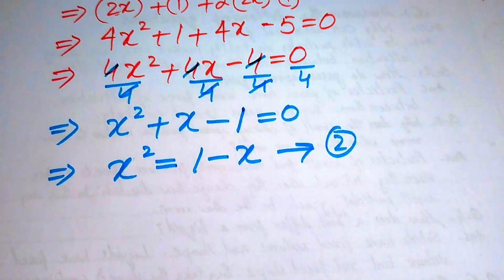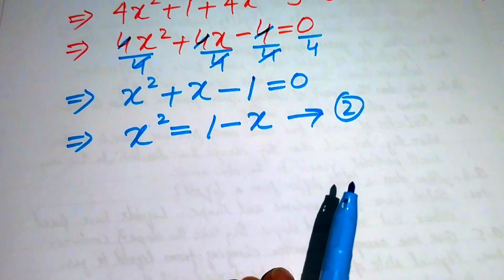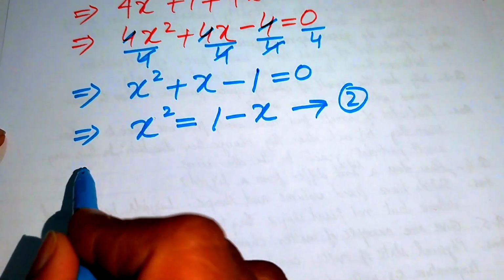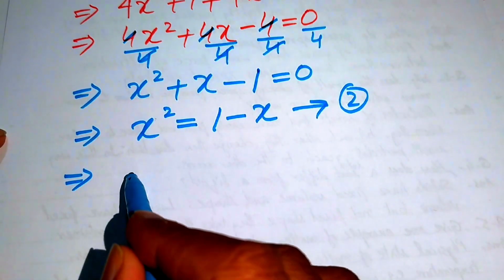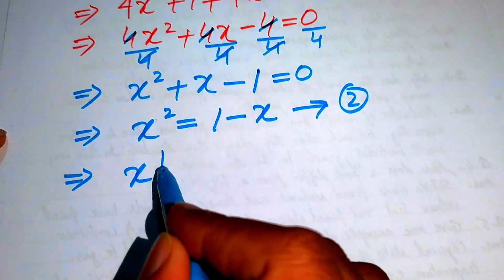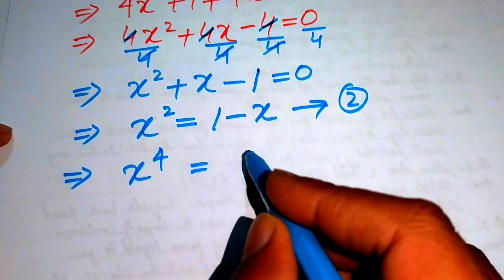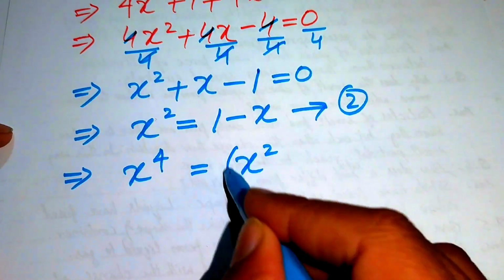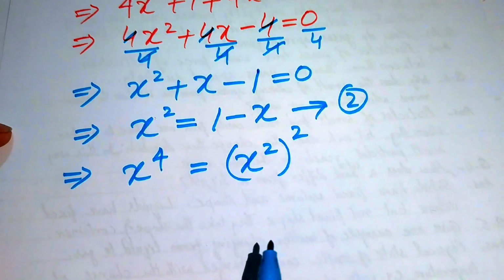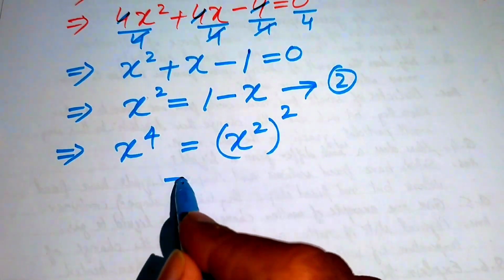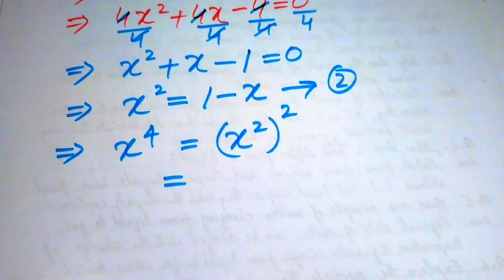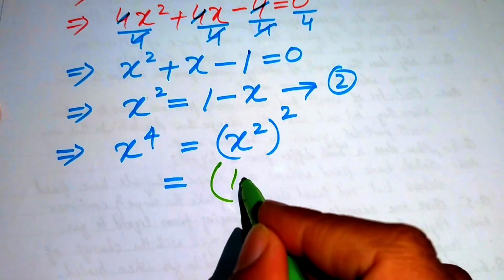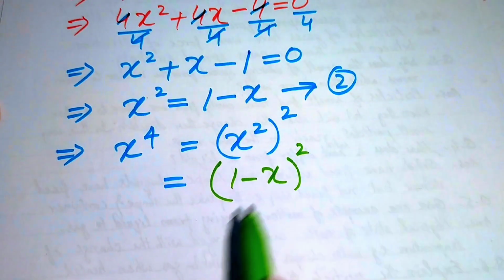Now we move towards finding the value of x to the power of n. Here we have x square, and now we find the value of x to the power of 4. We know that we write x to the power of 4 as (x square) whole square. So here we put the value of x square, and you get its output in this form: (1 minus x) whole square.